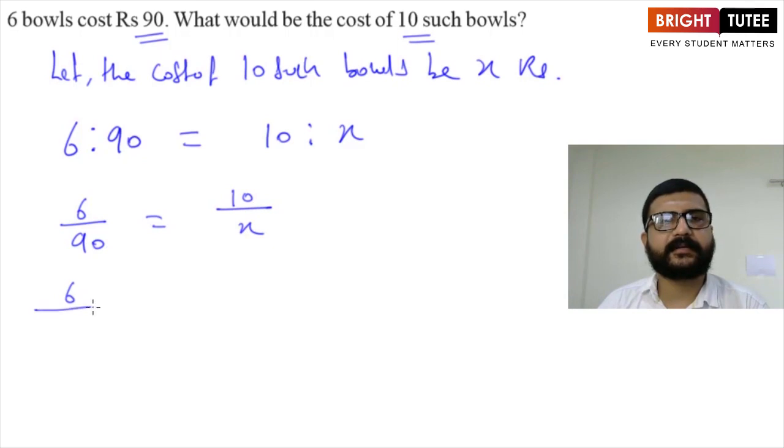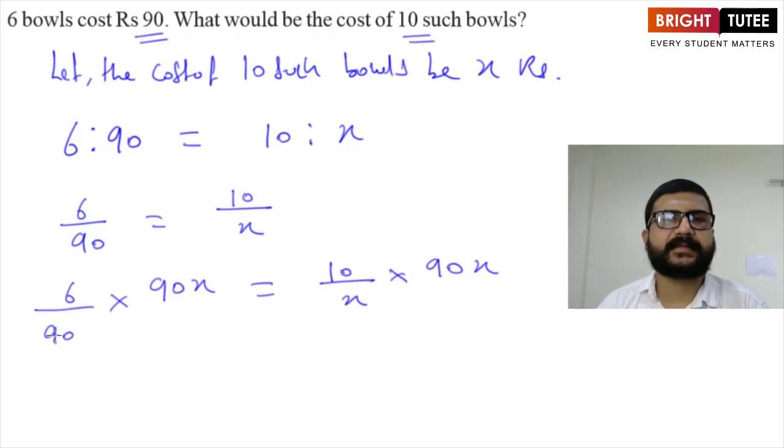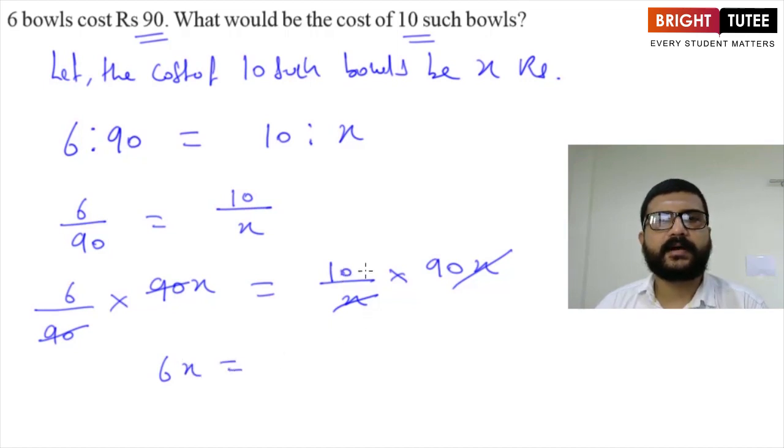So this will give 6 upon 90 into 90x is equal to 10 upon x into 90x. Now from here we can cancel this 90 with this 90, and this x is also cancelled with this x. Now what we are left with? We are left with 6x is equal to 10 into 90, that is 900.